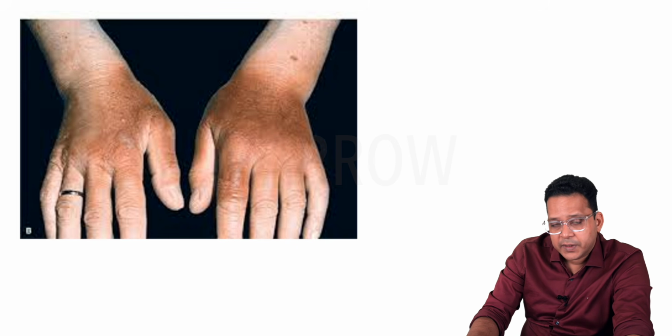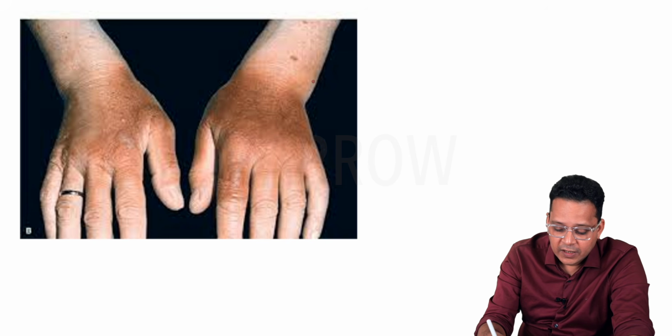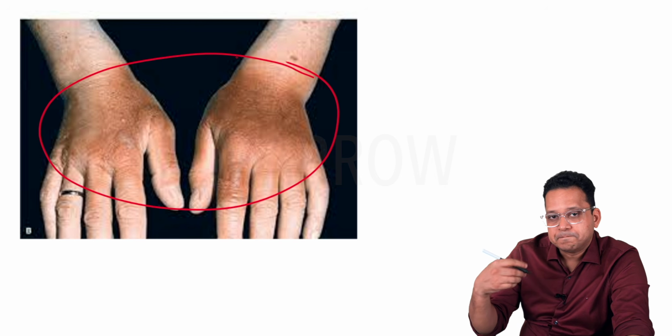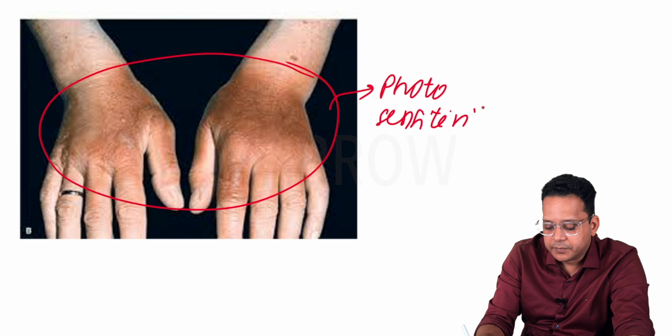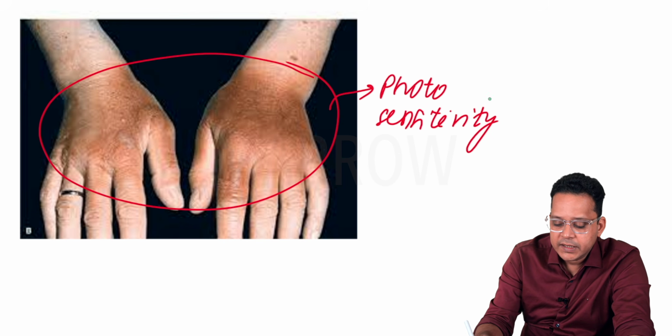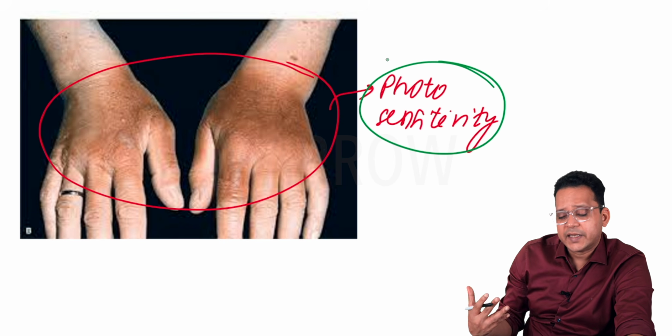All right. Again, there is pigmentation here, but you can see this is the opposite side, right? All right. So what can this be? Anything? So yes, this is on the sun exposed area. It is nothing but photosensitivity. So photosensitivity is brown pigmentation on the sun exposed area.